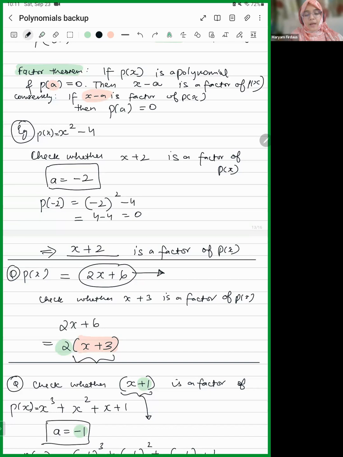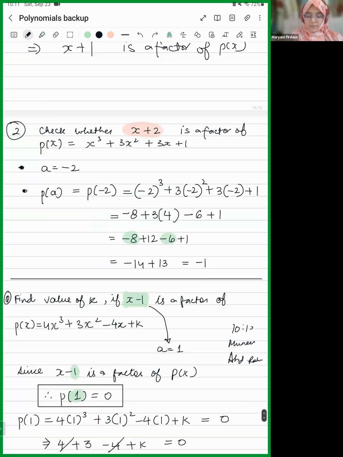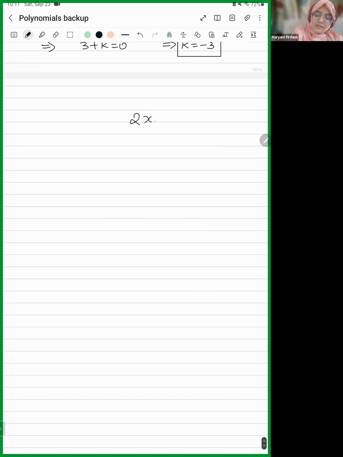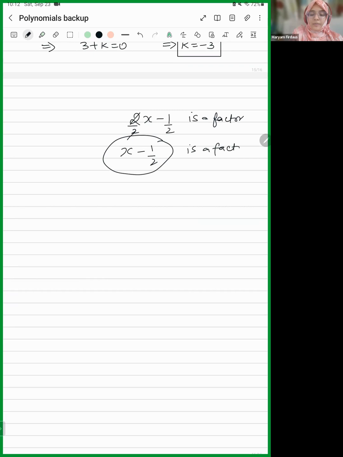Okay, ma'am. Acha, what if someone gave you something like this? If 2x minus 1 is a factor, then what will you do? You can just divide throughout by 2. So what will this become? X minus 1 by 2. So this basically means x minus 1 by 2 is a factor. You just want the x to be free from anything. That means P of what will be 0 from here? 1 by 2. Very good, 1 by 2.